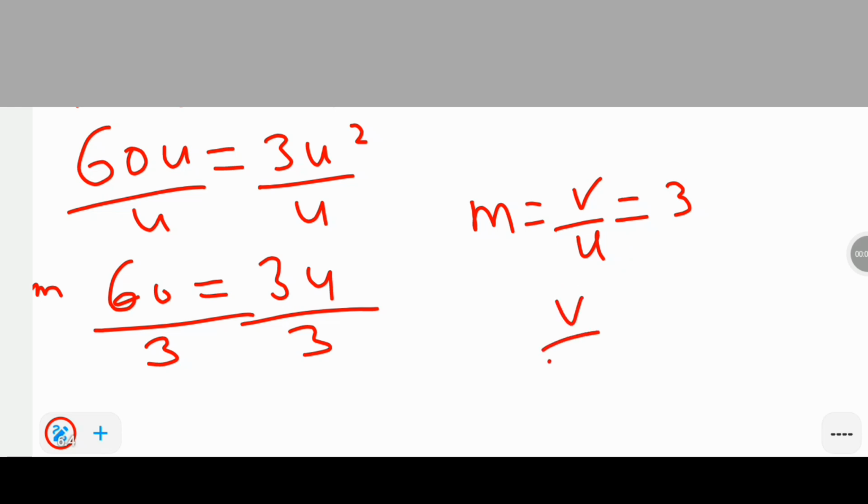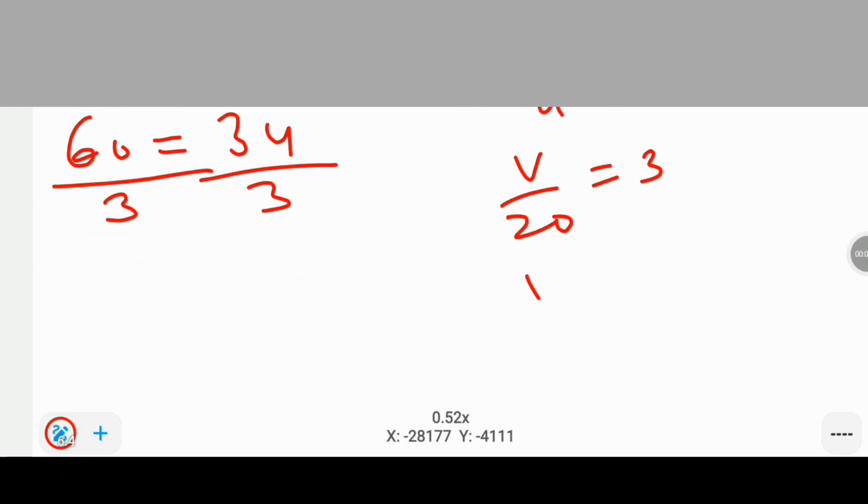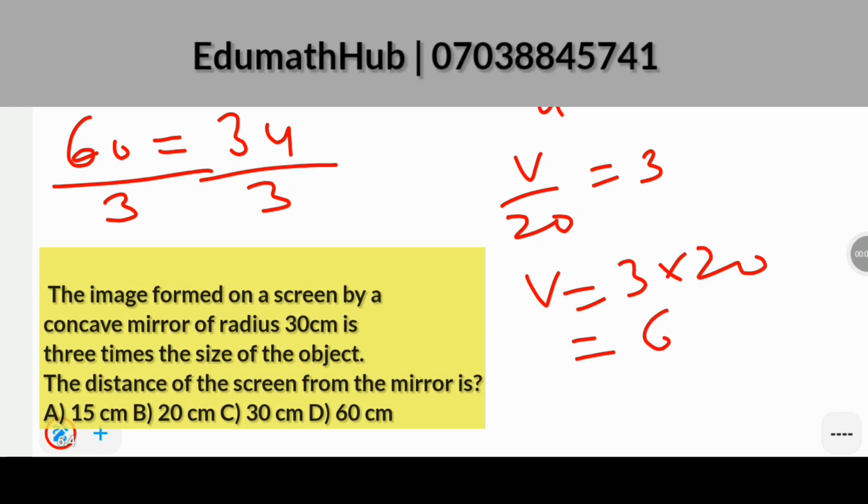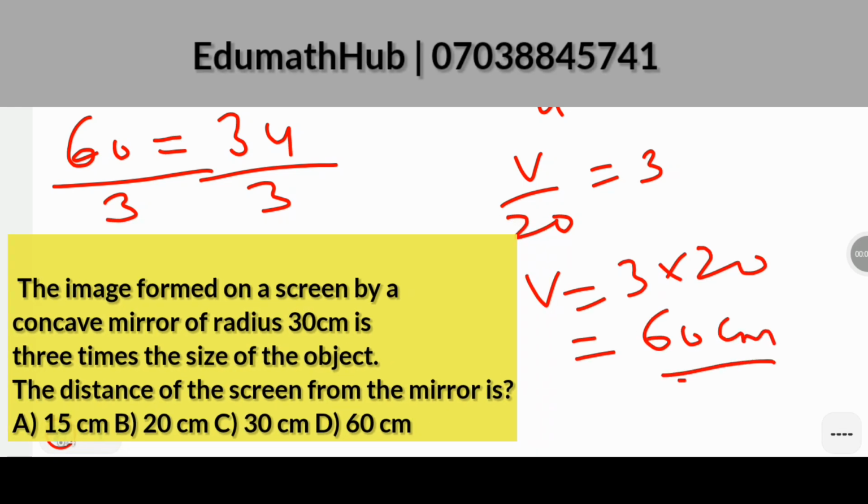So v over 20 is equal to 3. From here, you're going to get v is equal to 3 times 20. So that will give you 60 centimeter. So the image distance of the screen to the mirror is 60 centimeter. So that is option D as the correct answer.